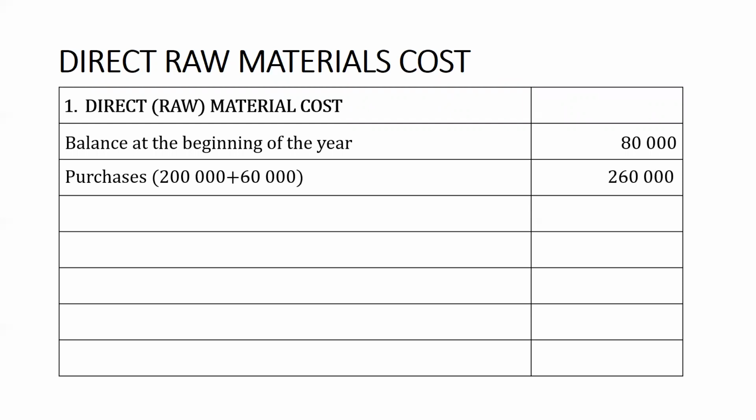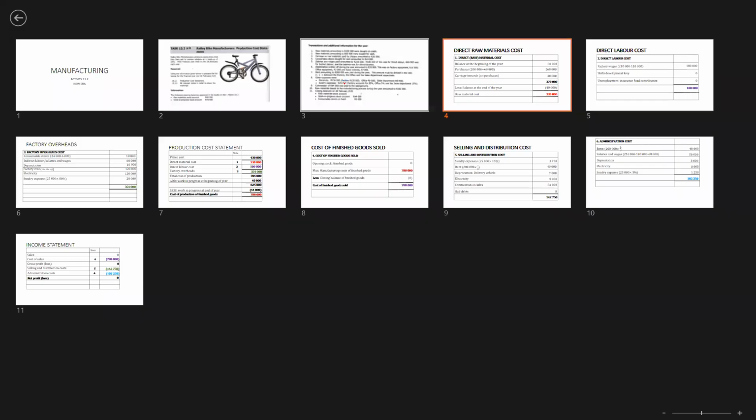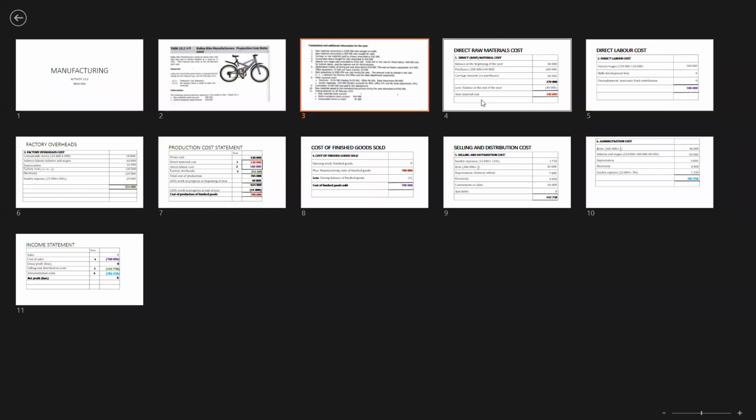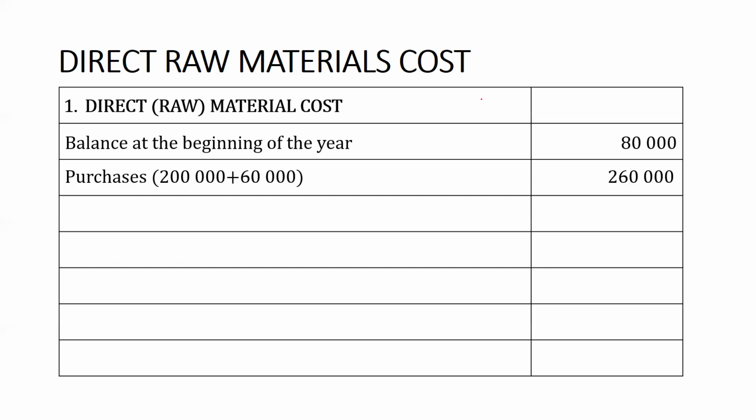Going back to the information, it says, carriage on raw materials paid by check amounted to 30,000. So that 30,000 will be carriage on raw materials, and carriage on raw materials will also go to the raw materials note. And I will simply put it there as carriage inwards. So my carriage inwards in the raw materials note will be 30,000.